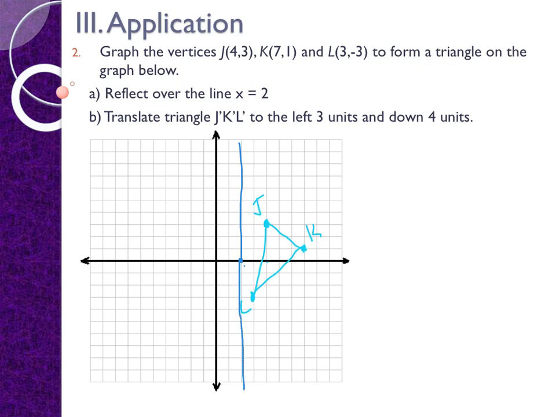Okay, now we're doing my line of reflection. Now I'm going to draw my points. So J is 2 from my line of reflection, so it'll be 2 on the other side, so it'll be here. Okay, and then K is 1, 2, 3, 4, 5. Okay, and then L is 1.